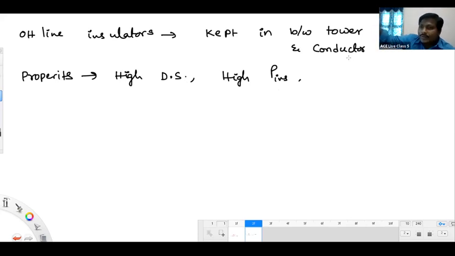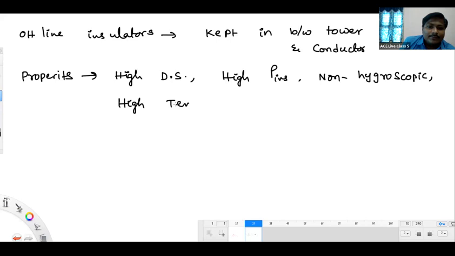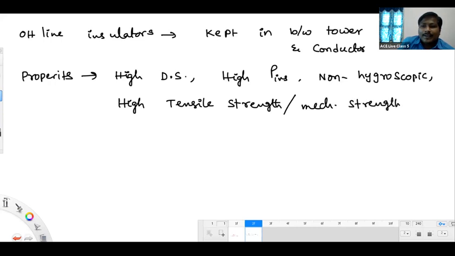Non-hygroscopic, because we keep these overhead line insulators outside in the atmosphere. It should not absorb any wet content or water content. Next one, high mechanical strength, or you can say high tensile strength, to hold the conductor. These are some of the properties required.